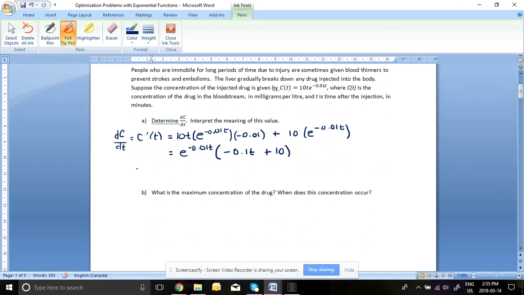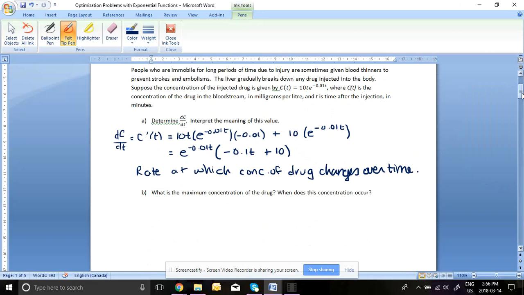This represents the rate at which the concentration of the drug changes over time. If the rate of change is positive, that means the concentration of the drug is increasing. If the rate of change is negative, then the concentration is decreasing at that time. So we can expect with drugs that there will be a certain period of time where the concentration will increase until it hits its maximum, and then it will decrease until it leaves your body.